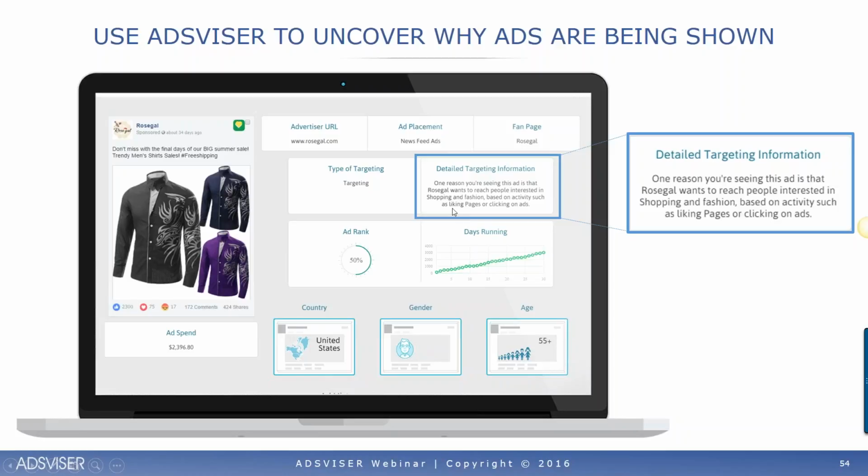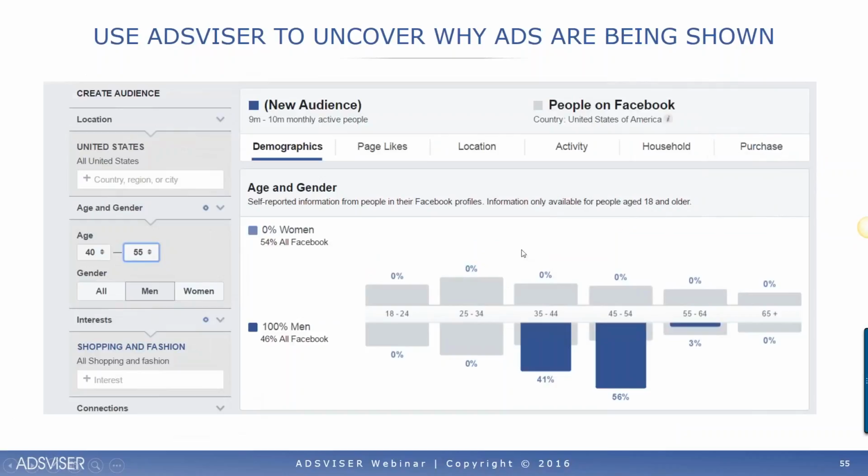And what Rosagale is telling you in the Why Am I Seeing This is that they're trying to reach people interested in shopping and fashion. And that is exactly what you can do. But obviously, you are not 99% of marketers. You are the 1%, and you'll be doing a lot more targeted.